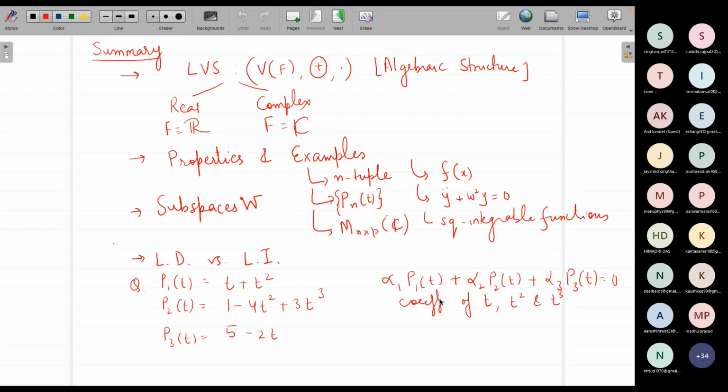They all come out to be zero, and hence the set turned out to be linearly independent. Linearly independent. Yeah, very good.